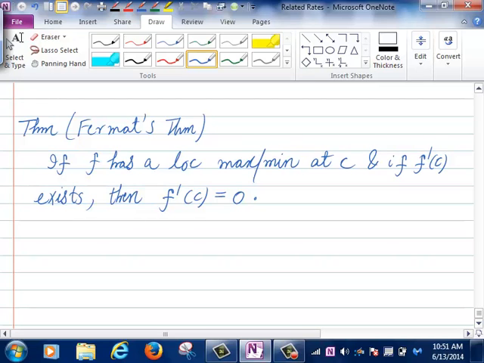That is, if the derivative is 0, it's not necessary to have a local max or a min there. But if you have a local max or a local min at a point, and the derivative exists there, then it has to be a point where the derivative is 0. Okay.